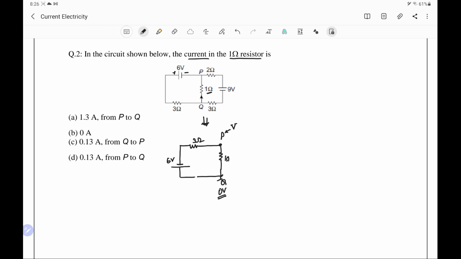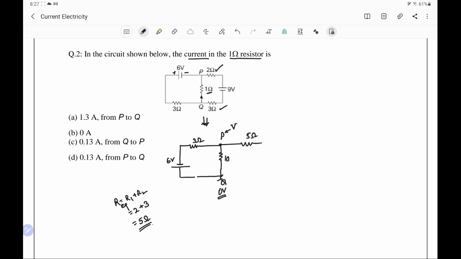And from point P, the other branch has the 2 ohm and 3 ohm resistors in series, so the total resistance is 5 ohm, because in series the equivalent resistance is R1 plus R2. R1 is, say, 2 ohm and R2 is 3 ohm, so the net equivalent resistance is 5 ohm. So we replace the 2 and 3 ohm resistors by a single resistance, the 5 ohm.